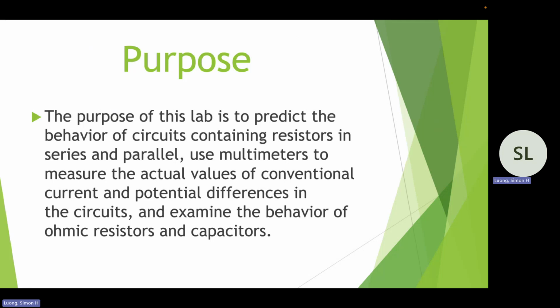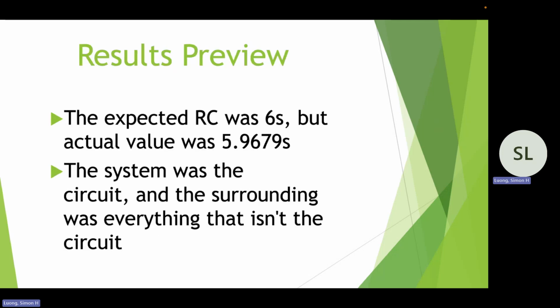The purpose of this lab is to predict the behavior of circuits containing resistors in series and parallel, using multimeters to measure the actual values of conventional current and potential differences in the circuits, and then examine the behavior of ohmic resistors and capacitors. So results preview: the expected time constant was 6 seconds, but the actual value was 5.9679 seconds. I'll be going a little more into depth behind the discrepancy between the two values. And then finally, the system was the circuit, and the surroundings were everything that isn't the circuit.